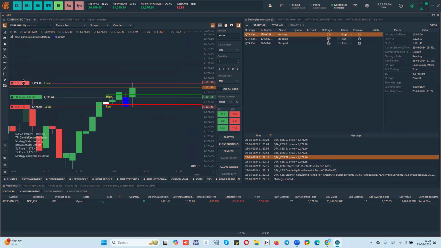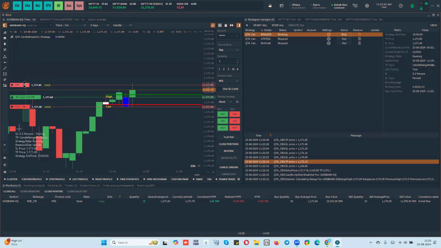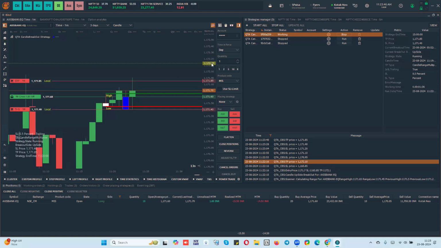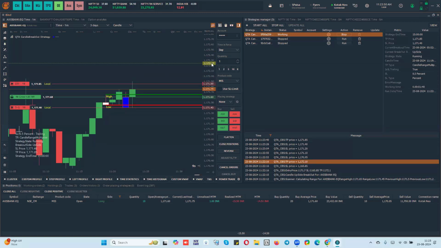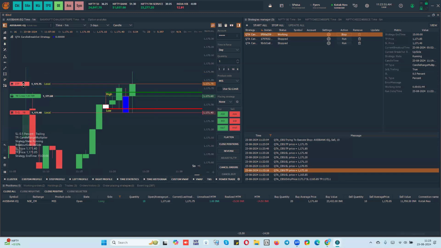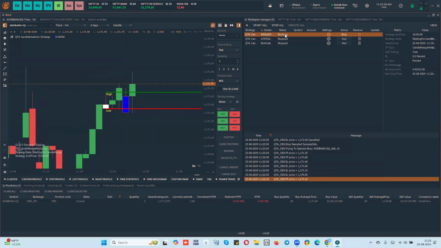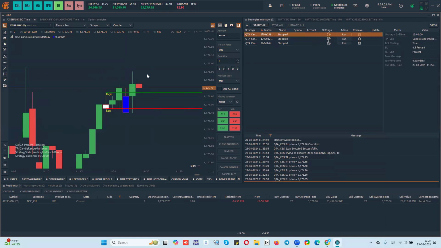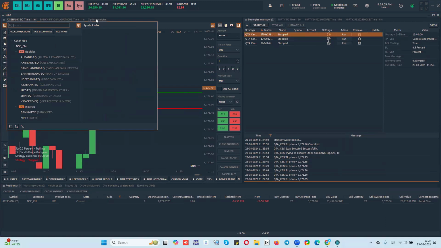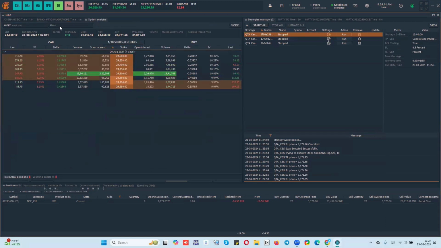Okay, let's bring down the take profit level and try to exit this trade once. Okay, so the trade got exited. Again, this algo is still working because I have selected both directions. So I'll stop this now. Let's move to another symbol. We will look at some option symbol.